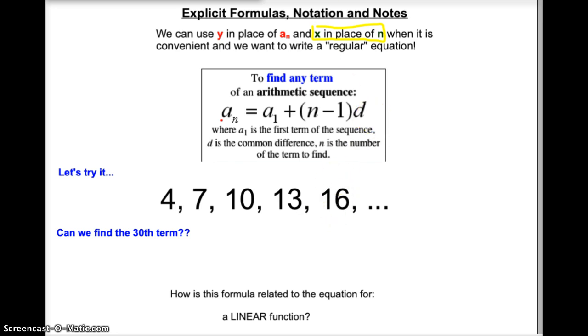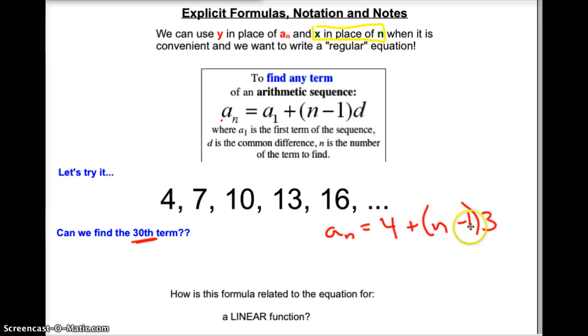Let's use the same sequence and take a look at what the explicit formula is when we fill it in for this particular sequence. Let's try it. All right, a sub n, this is like my y, and a sub 1 is the first term. So I look at my sequence. What is the first term? I hope that you all said that it's a 4. That's the first term in the sequence. Plus, I don't know what term number I'm looking for yet. I'm going to be asking you to find the 30th term in a minute. And then that's in parentheses, and then I just have to put d in there. And d is the pattern, the common difference, and we found that that was 3.